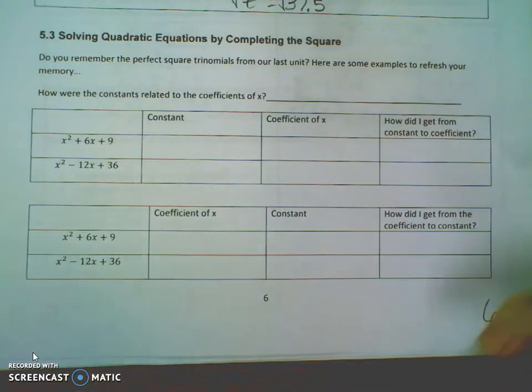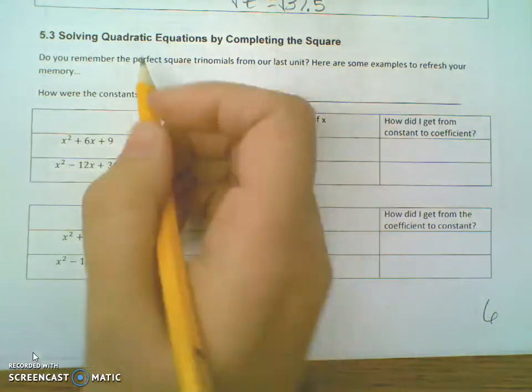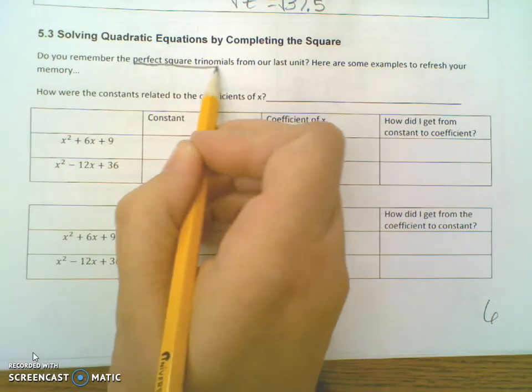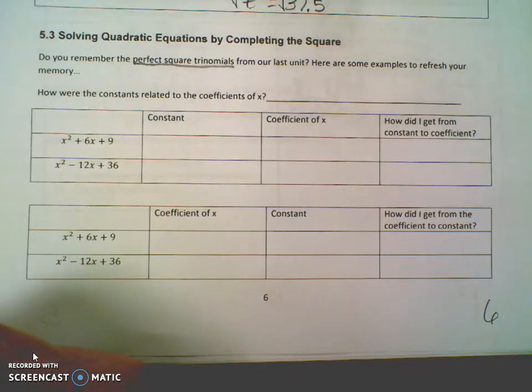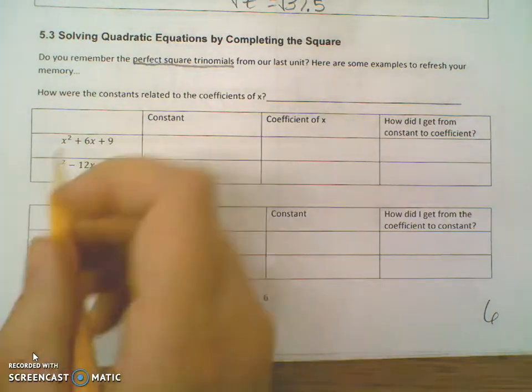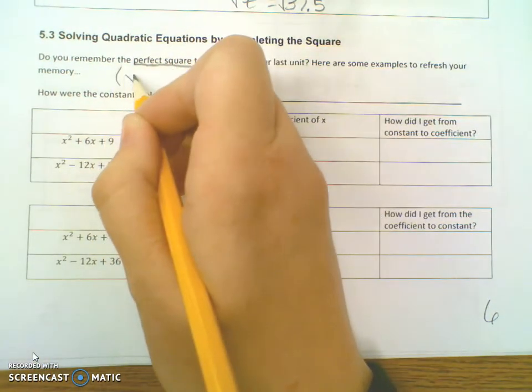Hi, welcome to 5.3 on solving quadratic equations by completing the square. So the first question asks if you remember perfect square trinomials, and we didn't really talk about those last semester, but perfect square trinomials look like this.